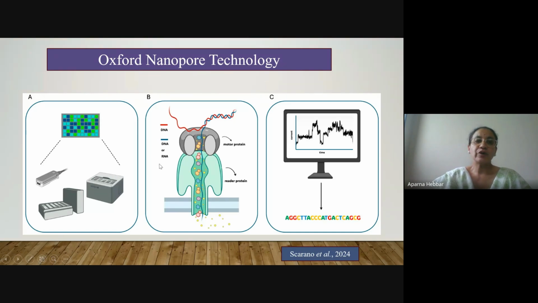The next is ONT, Oxford Nanopore Technology. Here the DNA fragment is allowed to move through an electrically resistant membrane, and a motor protein is there that is helping to guide the DNA fragment, that is, the single-stranded fragment.